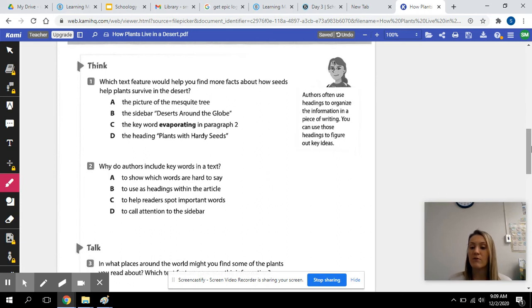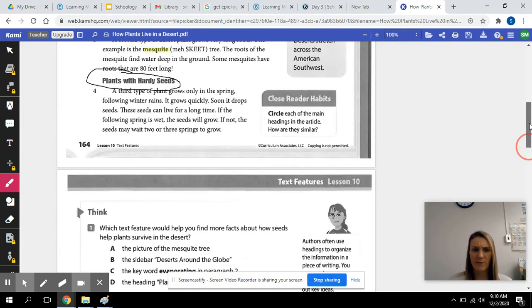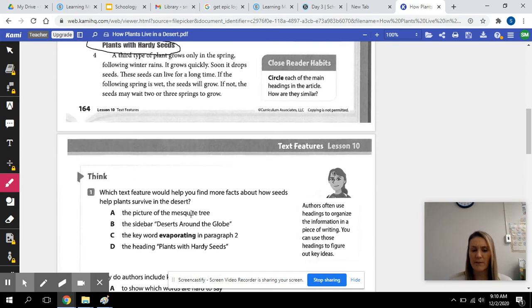So the questions over text features now. Number 1, which text feature would help you find more facts about how seeds help plants survive in deserts? So if I wanted to know more facts about how seeds help plants survive in the desert, where would I find that information at? A, the picture of the mesquite tree. B, the sidebar deserts around the globe. C, the keyword evaporating in paragraph 2. Or D, the heading plants with hardy seeds.